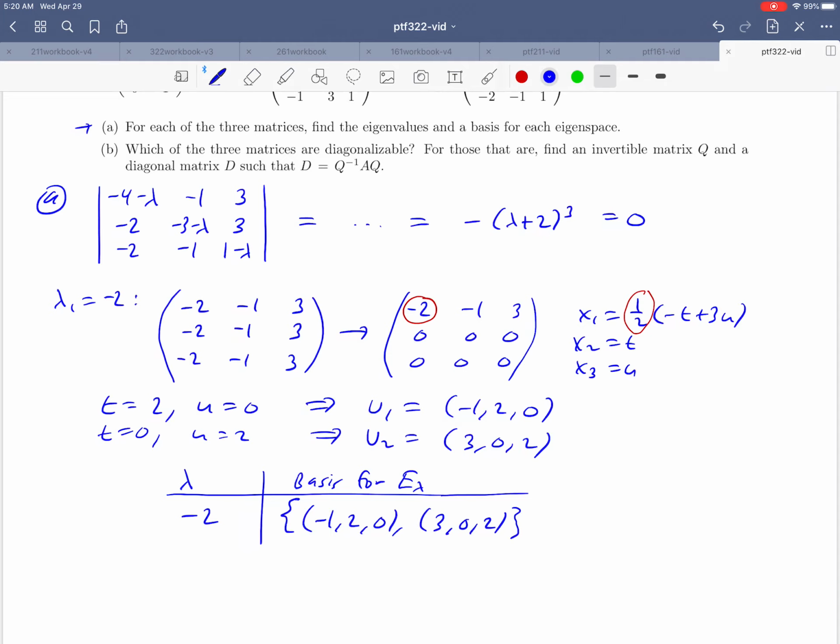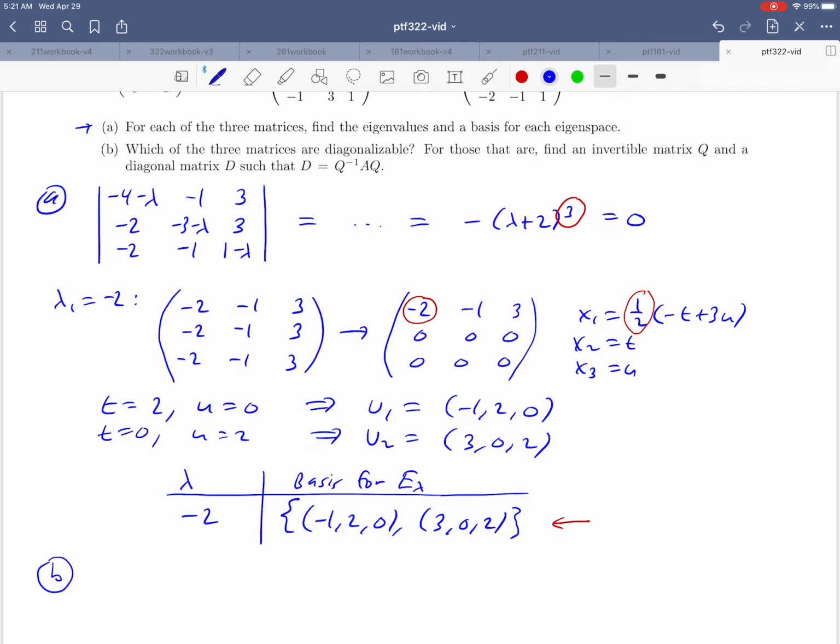So what about part B then? This is asking us about diagonalizability. Is this a diagonalizable matrix that we started with? Well, we can answer that question by looking at the multiplicities again. So the multiplicity of our eigenvalue is 3, but notice our eigenspace only had 2 vectors in it. The fact that the number of vectors in our basis is less than that multiplicity tells us that our matrix is actually not diagonalizable this time.